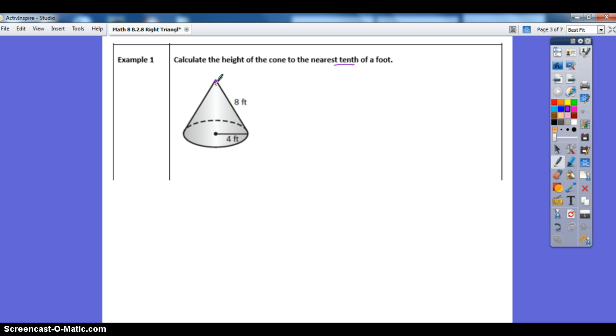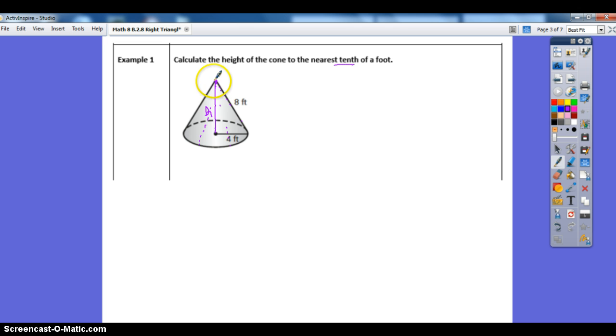The slant height is on the outside. We need to find the height of this. So can I make my own line from the vertex all the way down to the middle of the cone? Is that our slant height? No. That is our height, just the height of the cone. The slant height is the 8 foot. See how it's slanted? It can be from the vertex to anywhere on the base, and it will be the same length.